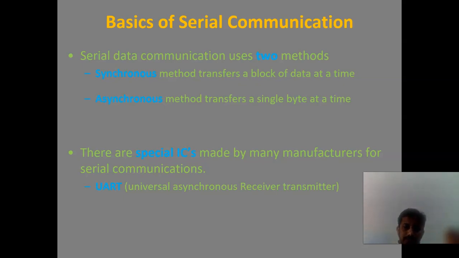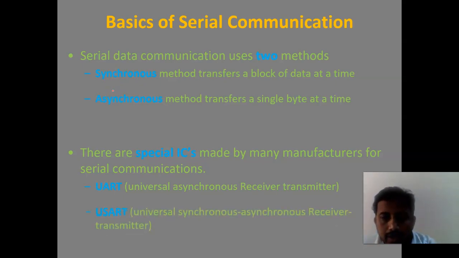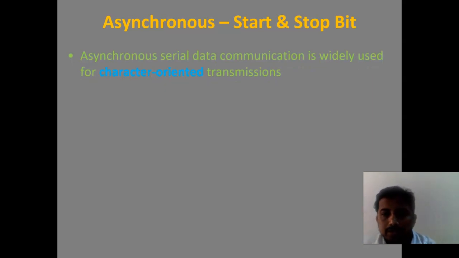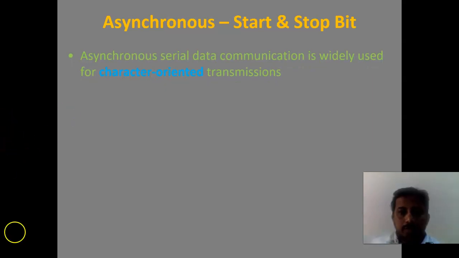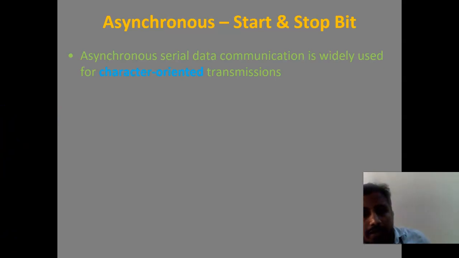Here, for serial communication, we have the types UART, universal asynchronous receiver and transmitter, and USART, universal synchronous asynchronous receiver and transmitter. These are the two modules available for serial communication. In an asynchronous transmission, you will have two major things: a start bit and a stop bit.